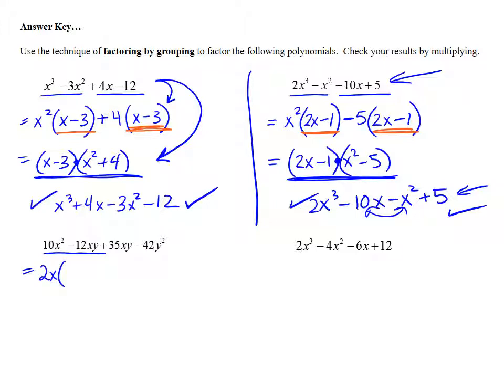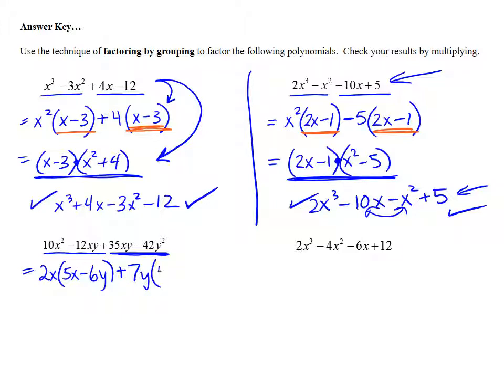Let's take both of those out. We're going to have a 5x left in the first term and a minus 6y left in the second term. In the second grouping, we're starting with a positive, so we're going to take a positive common factor out. 35 and 42 have both a 7 in common, and then x is no longer common, but y is common. So we're going to take a 7y out.